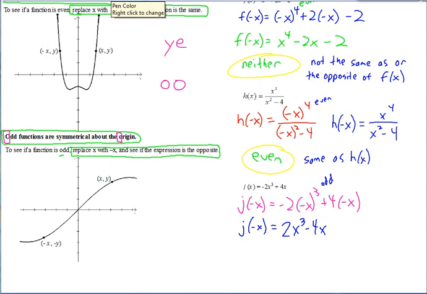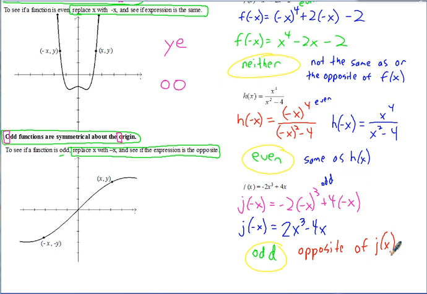We plug in negative x, and that's what makes it odd. So this is an odd function, symmetrical about the origin. And that's because I plugged in negative x for x, and it turned out to be the opposite of j of x.